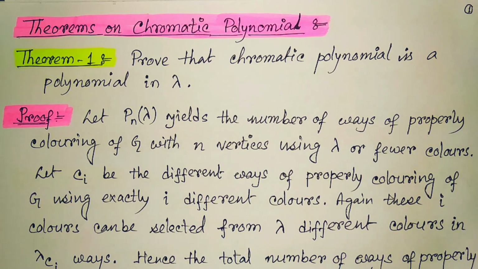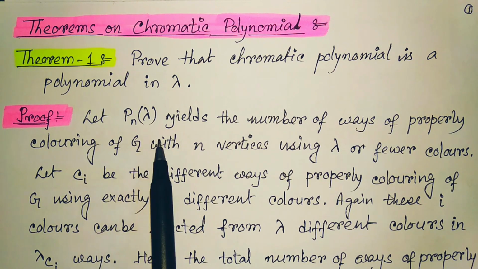In this video lecture, we discuss some theorems on chromatic polynomial. The first theorem is: prove that the chromatic polynomial is a polynomial in lambda. So we are saying the chromatic polynomial is always a polynomial. Whether it is really a polynomial or not, that we discuss in this theorem. So how to prove it?